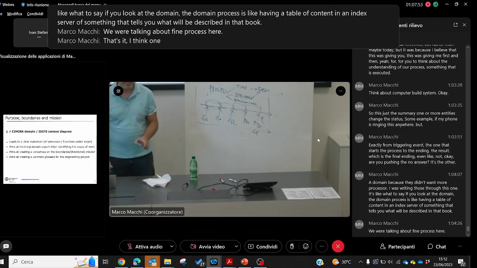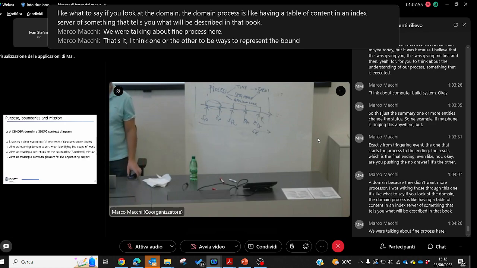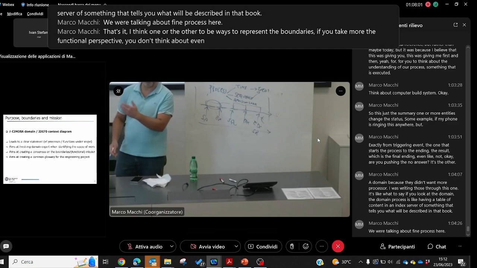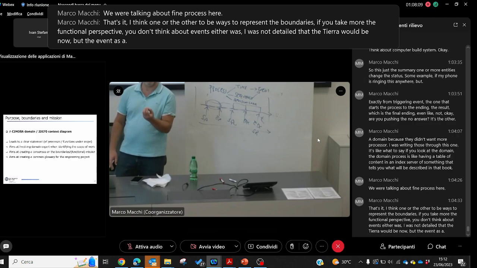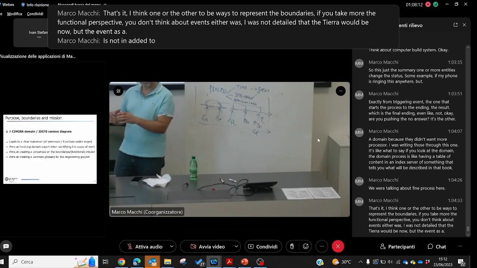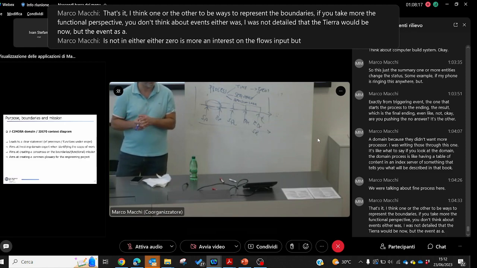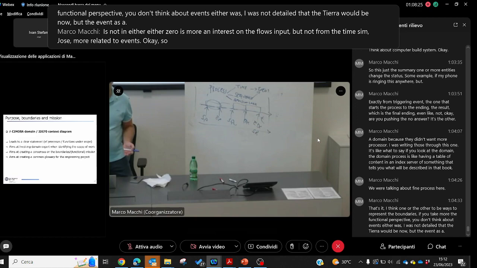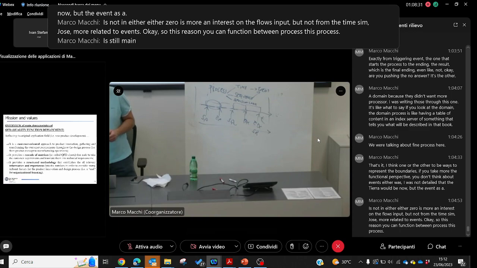One or the other could be ways to represent the boundaries. If you take more the functional perspective, you don't think about events. IDEF0 I have not detailed yet, I will be now, but the event as a construct is not in IDEF0. IDEF0 has more interest in the flows, input and output, but not in the timing. SIMOSA is more related to events, for sure. Okay? So this reasoning of function between process versus process is still maintained later.